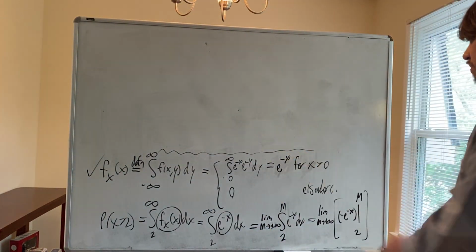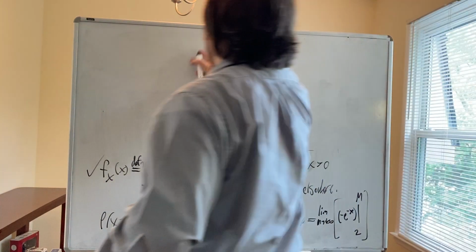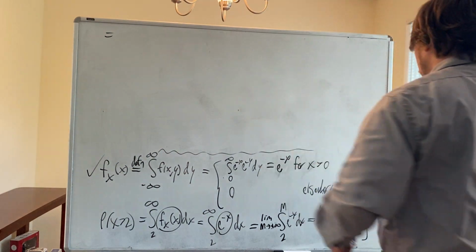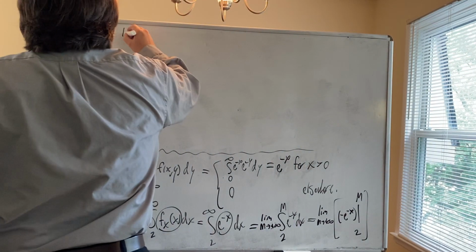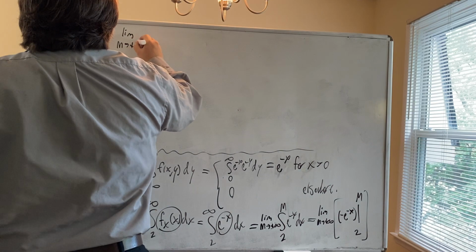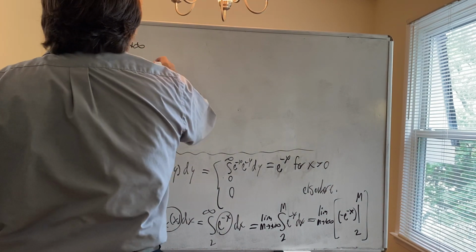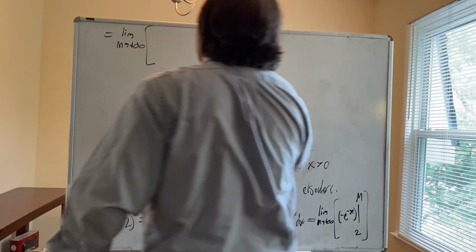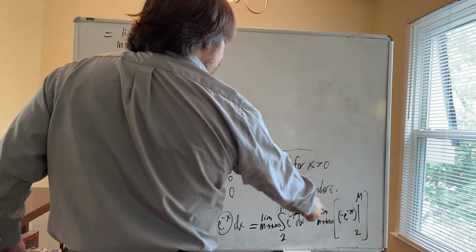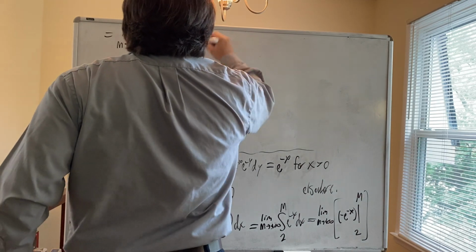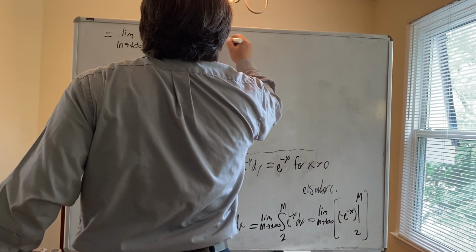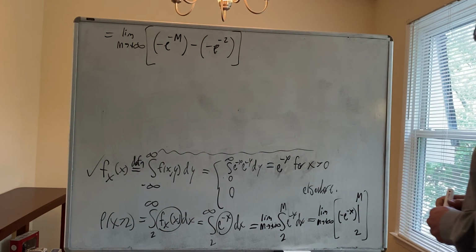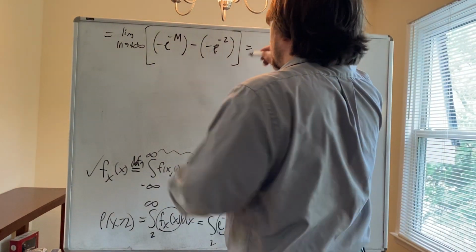Okay, so I'm going to continue that over here. I haven't calculated the limit yet, so you keep the limit there until you've calculated it. I'm still working on this part. Now I'm going to plug in capital M, so you get negative e to negative capital M, minus, you plug in 2, negative e to negative 2. By the fundamental theorem of calculus, you get that. Now I'm just going to simplify what's in the brackets.